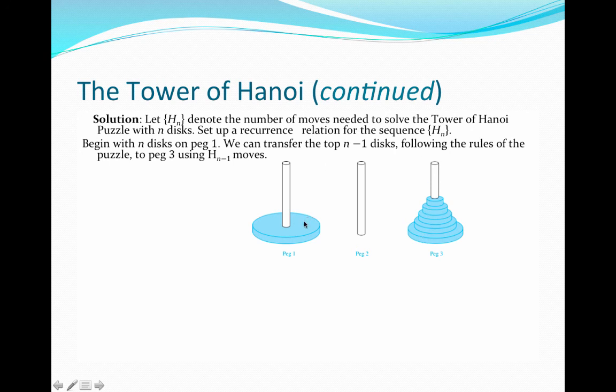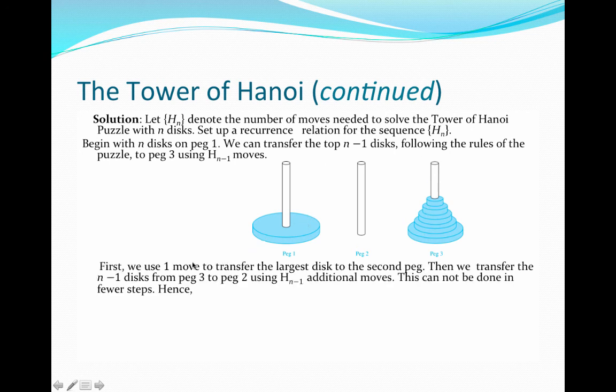Okay, so now our next move is to use one move to transfer this largest disc from peg 1 to peg 2, and then we want to move these n-1 discs on top of that disc onto peg 2. Again, transferring n-1 discs from one peg to another takes h sub n-1 additional moves, because that's how we defined our sequence.